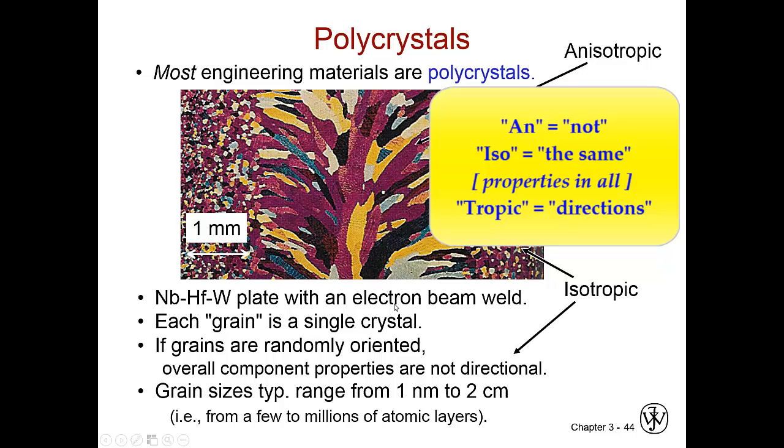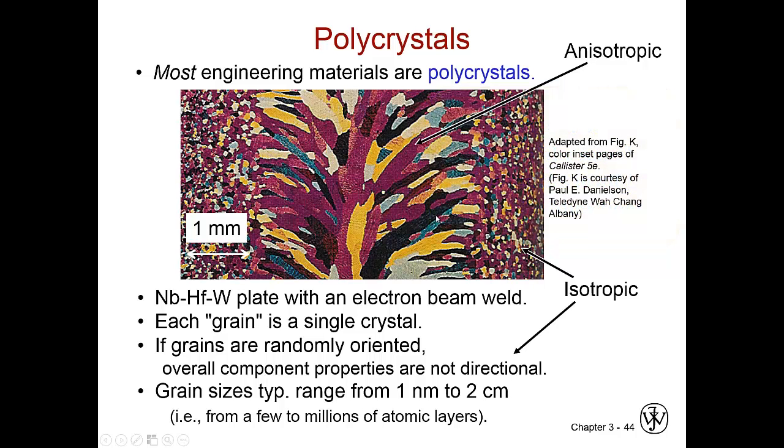So each grain here is a crystal, and if these are all randomly oriented, then the bulk properties end up being non-directional, the same in all directions, so it won't matter what direction. But these crystals are not the same in all directions. So depending on your processing, again, you might end up making an assumption that everything's the same in all directions, but if you didn't process it that way, it might not be, and your assumption might not be correct. And grain sizes for different materials can range from, again, just a nanometer to nearly an inch. So that's very large.